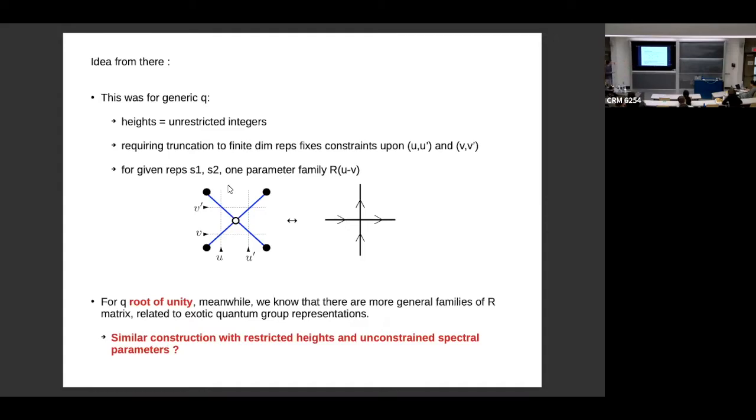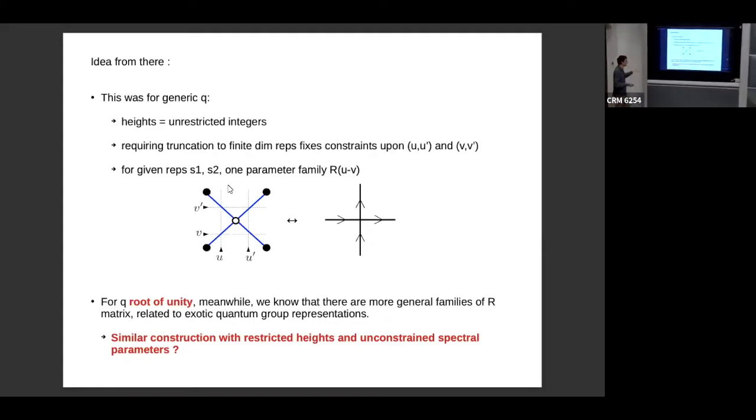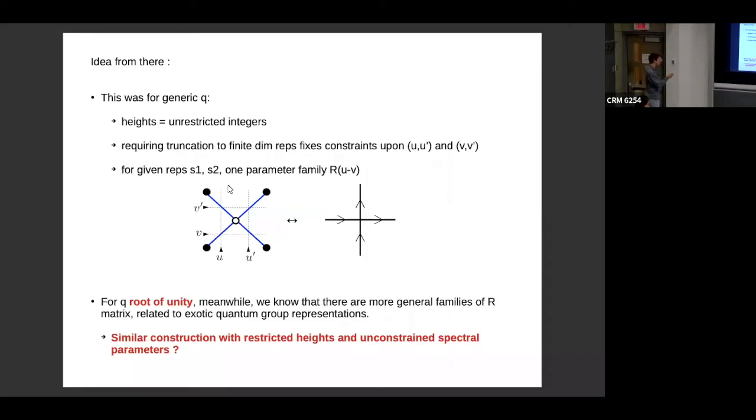But now the idea is that that's where Bazhanov and Sergeyev ends, and that's where we want to start. For Q a root of unity, we know that there are way more general families of R matrices, which are inherited from this exotic representation. So in principle, we have more free parameters. And so the question we want to ask is: is there a way that we could do something similar, but instead of imposing some constraint here and getting some truncation in the first place, have an R matrix with all those parameters free and recover all the complicated structure from the quantum group in this exact same way? And this is what I want to do from there.